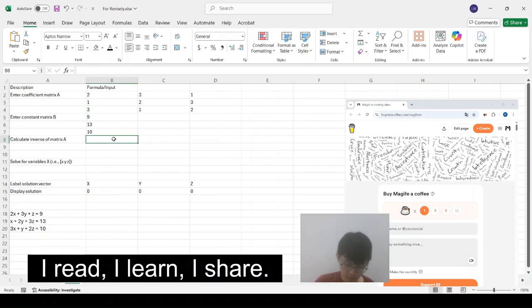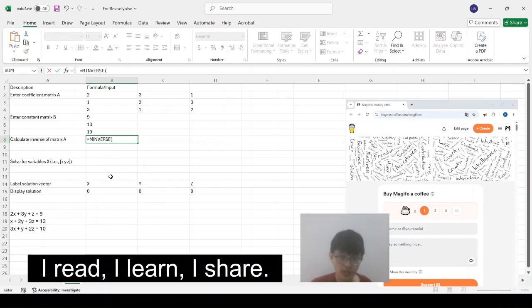If using Excel to calculate, it's very simple. We just type equals, matrix inverse.